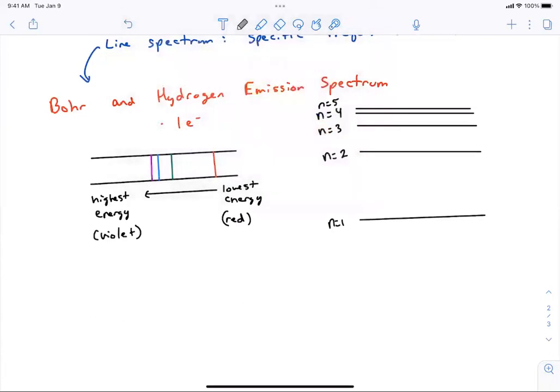And so jumps down to energy level 1 would emit the most energy. And so those would be UV light, because UV light is higher energy than visible light. That's why UV light is very dangerous when it comes to sunburns and stuff like that, because it's higher energy than visible. So it actually does damage to your skin cells and things like that. Certain UV light.